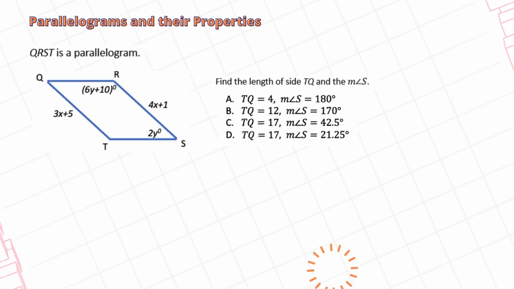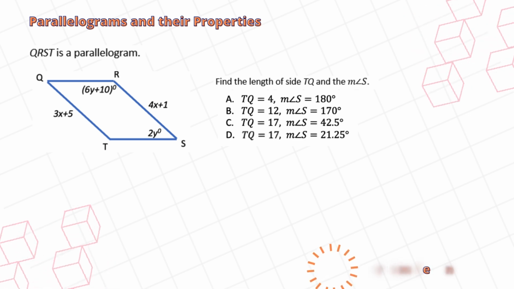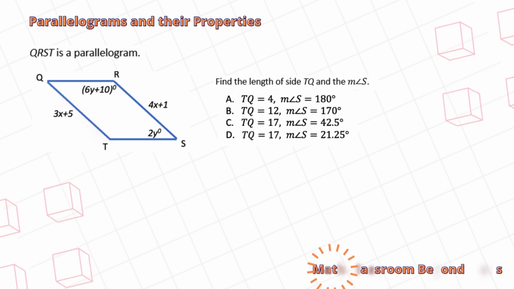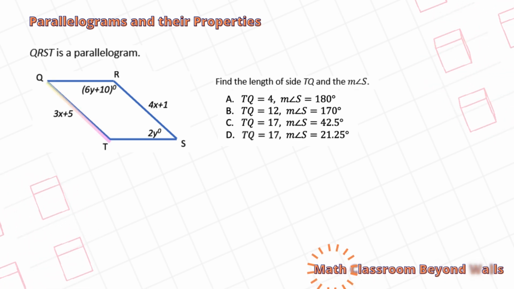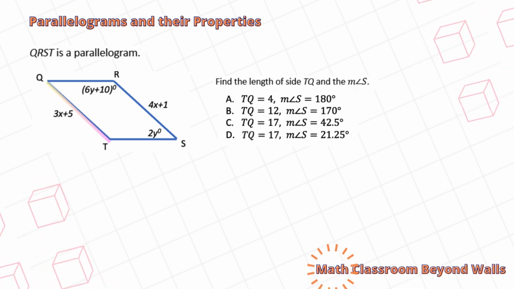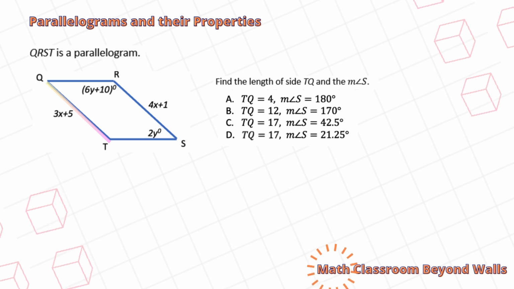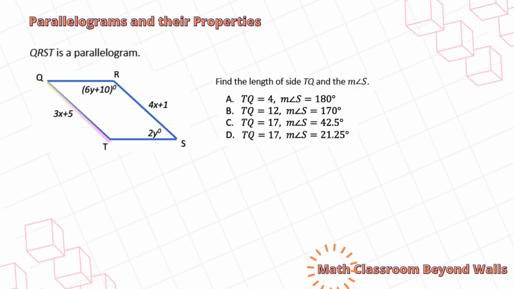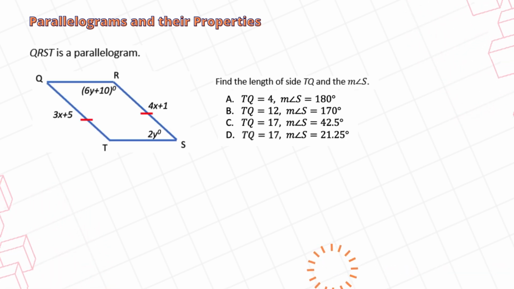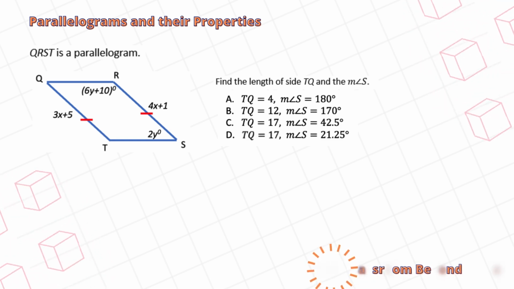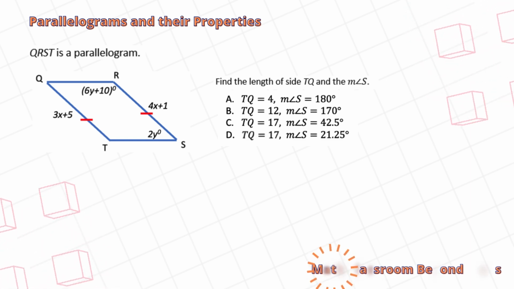Okay, let us start by solving the length of side TQ first. Where is side TQ in the figure? We're given that QRST is a parallelogram. That being said, TQ must be congruent to the side opposite to it. What side is this, learners? You are correct. Side TQ is congruent to side RS. Thus, the measure of side TQ is equal to the measure of side RS.